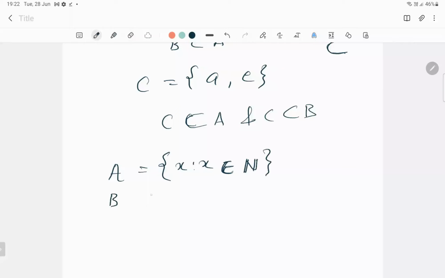And set B is X such that X belongs to positive integers. See, these two are different statements, right? But they are the same, because what is a natural number? 1, 2, 3, 4, 5, 6, and so on. What is a positive integer? 1, 2, 3, 4, 5. So the statements are different, but they are actually equal. So A is a subset of B, and B is a subset of A. So here we say A is equal to B. These are equal sets. Understood? The statement is different, but the set is the same.